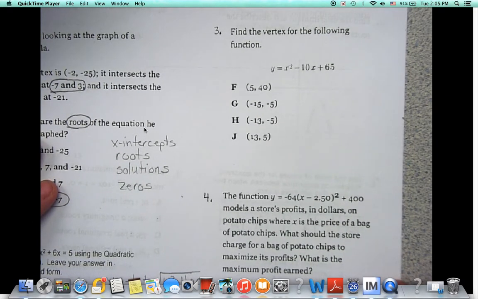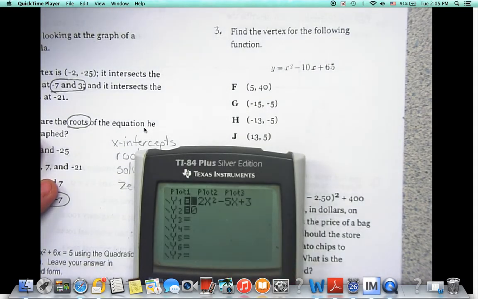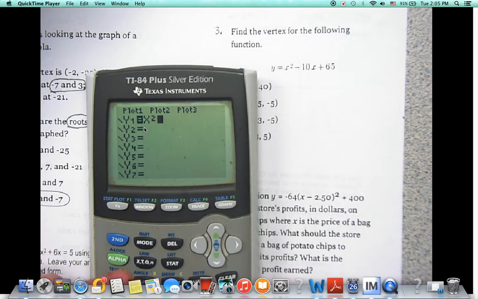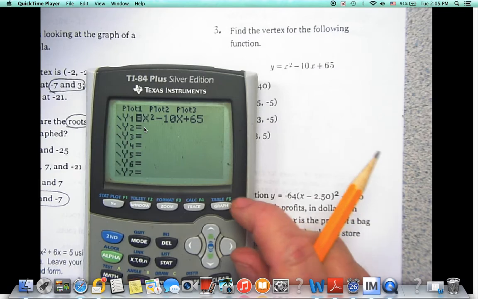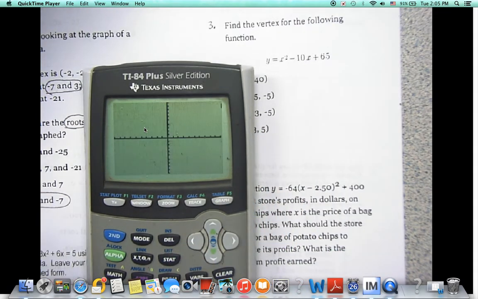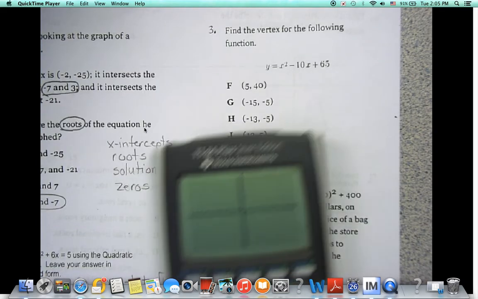Find the vertex for the following function. How are we going to find that vertex? Plug it in where? Good. y equals x squared minus 10x plus 65. And we're going to do Zoom 6 because you may need to fix it because it might be on Zoom 7. So Zoom 6, and I don't see anything. Do you see anything? No. So what do you think we should do?